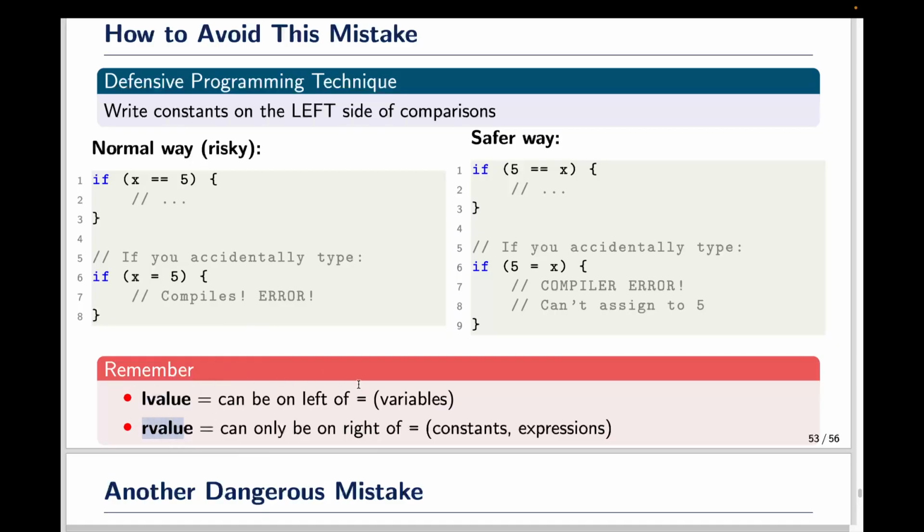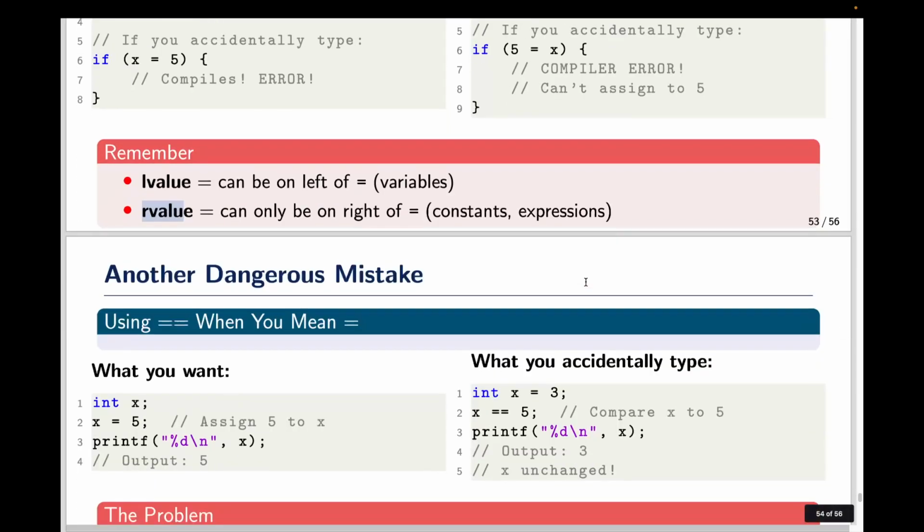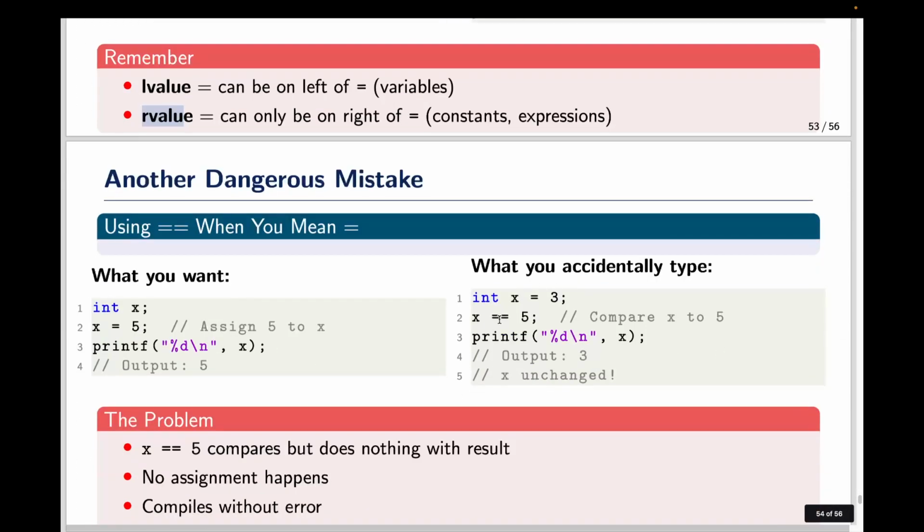Okay, I will come back to this one when we're talking about the variables a little bit more. But before that, let's see another mistake which is normally made. If you write x = 5, you can make this mistake as well, that instead of the single operator, you write the double operator. Now, what will happen? This will compare, but won't do anything.